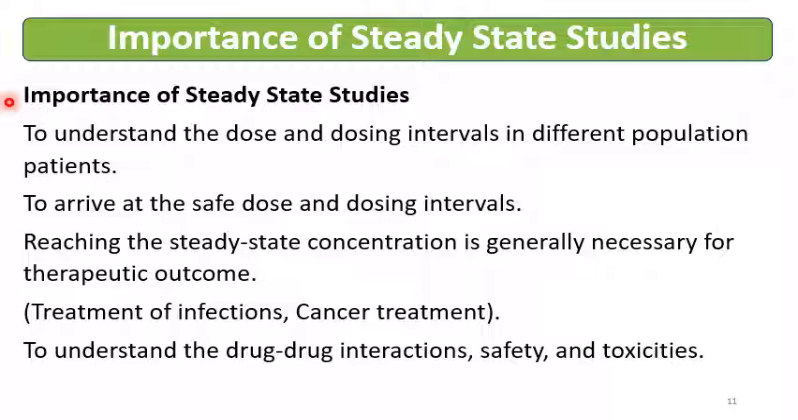For example, if the patient is suffering from kidney disease, and due to lesser kidney function the drug is not getting eliminated out of the body, at that time the drug elimination will be lesser and the drug will stay more time in the plasma. So to arrive at the safe dose and the dosing intervals, these steady state studies are done for the reference formulations in different populations of patients.